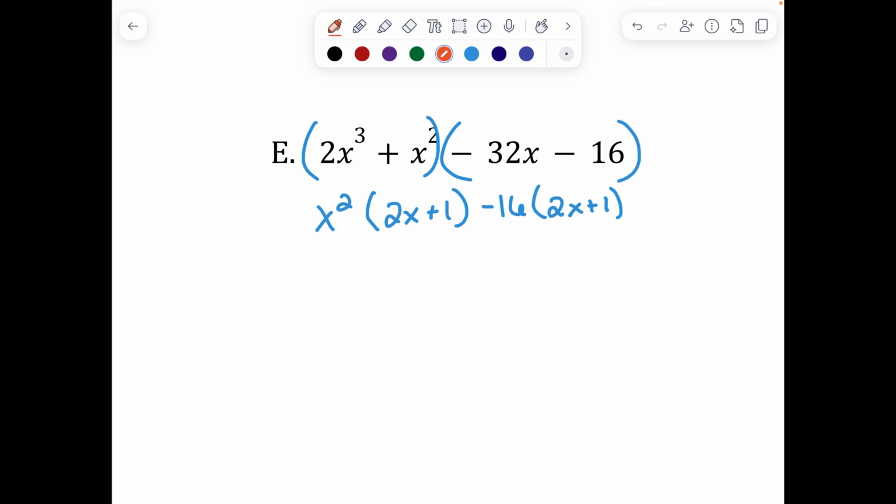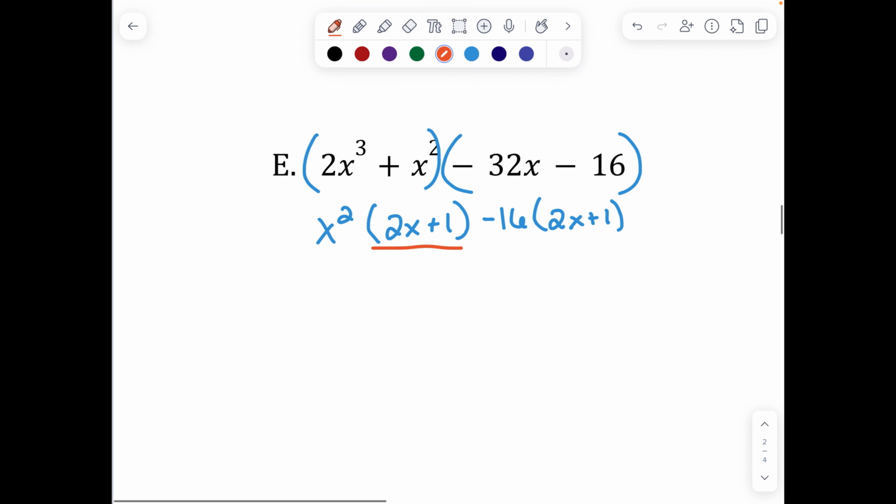So I'm going to go ahead and factor out this 2x plus 1. That's my GCF of those. So I have 2x plus 1 times x squared minus 16. And then I need to check, can I factor x squared minus 16 more? And the answer is yes. It's the difference of squares.